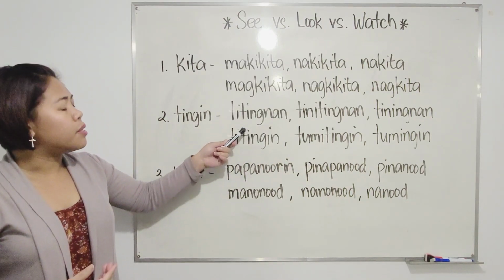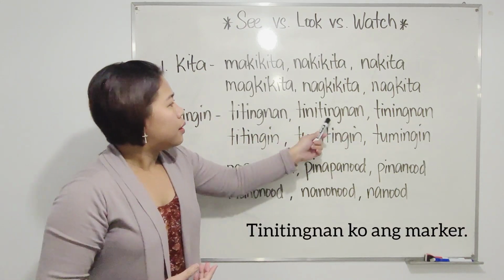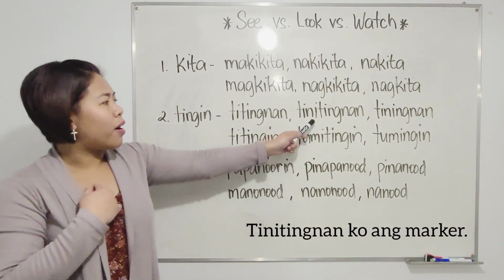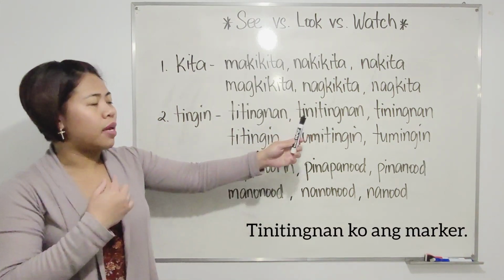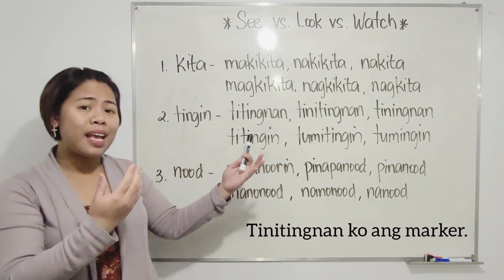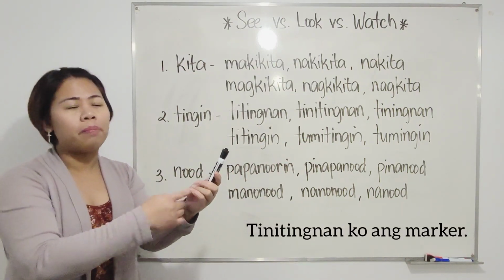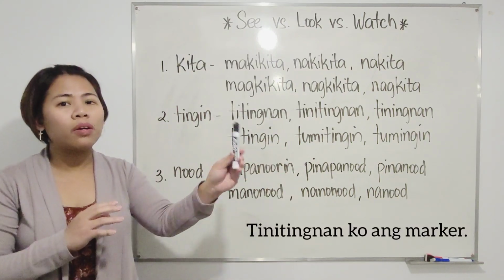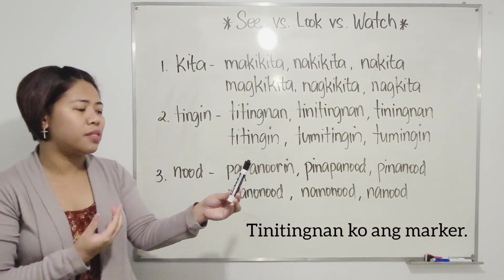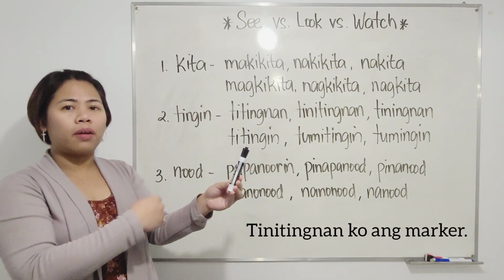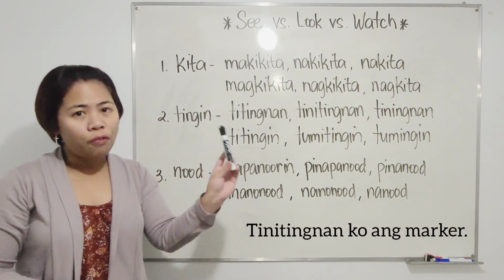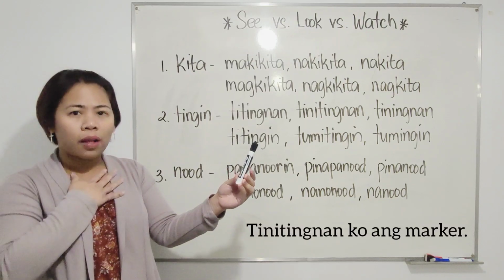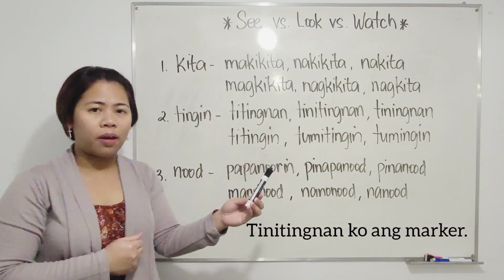But, if I would say, tinitingnan ko ang marker. If we are going to use tinitingnan, in English, it's the same. I am looking at the marker. But if you are going to translate that in Tagalog and you want the marker to be the focus of your sentence, then I would say, tinitingnan ko ang marker. Now, the marker is the focus of my sentence, not me, the one that's looking to the marker.